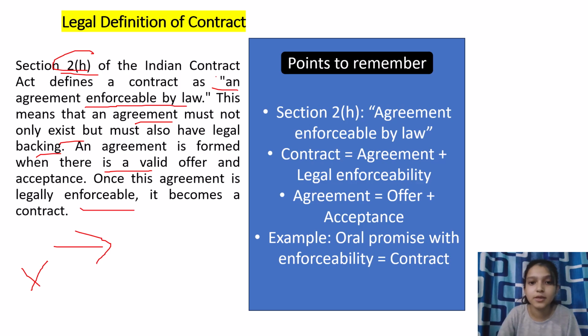Now let us understand the key points. Section 2(h) defines an agreement enforceable by law as a contract. What makes a contract? Agreement plus legal enforceability. And what makes an agreement? Offer plus acceptance. If there is an offer and there is an acceptance, that makes an agreement. Example, an oral promise with enforceability is a contract. It can be in oral form also, and that also makes a contract.